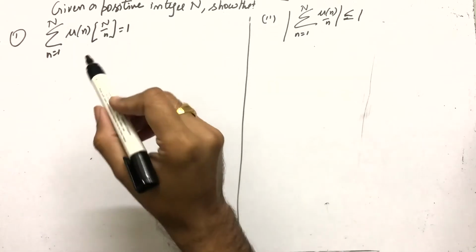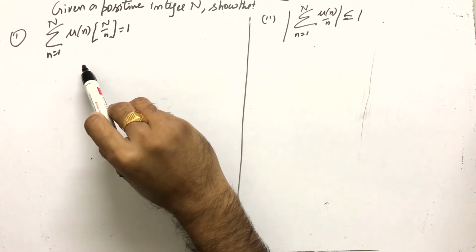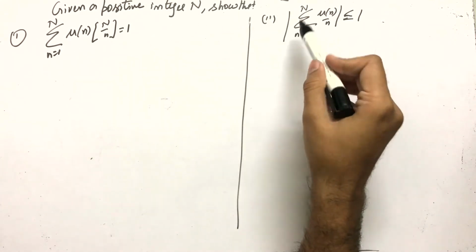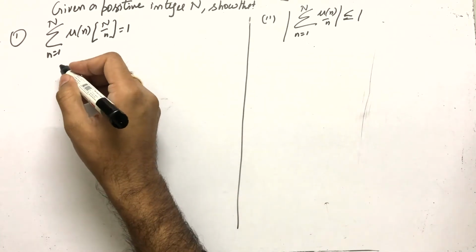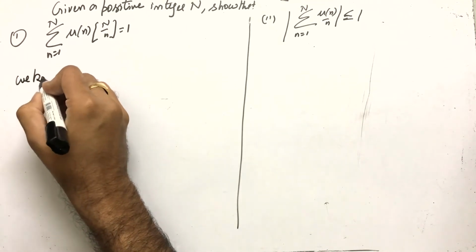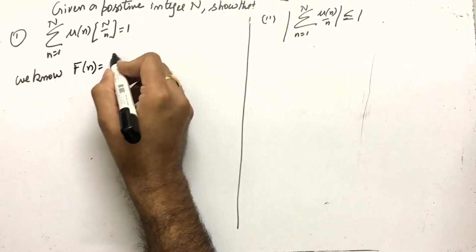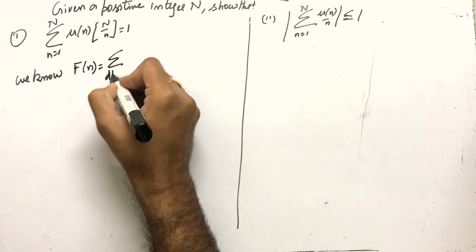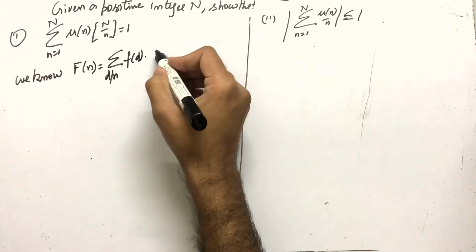So next numerical: given a positive integer capital N, show that this is equal to 1, and mod of this is less than or equal to 1. Let us solve this numerical first. And as from the previous results, we know that for F(n) equals the sum over d dividing n of f(d).